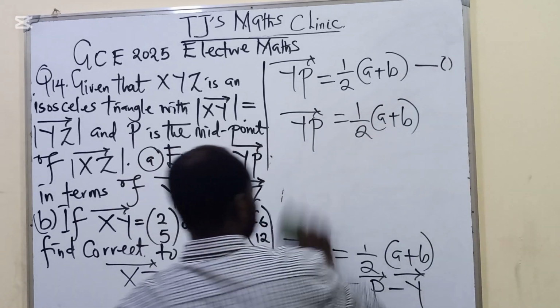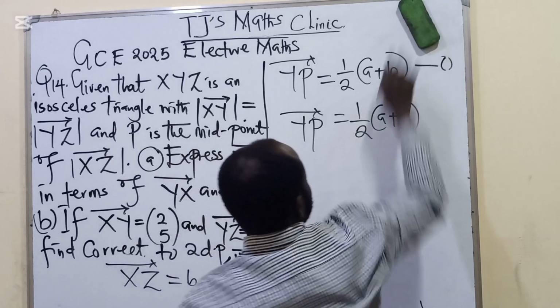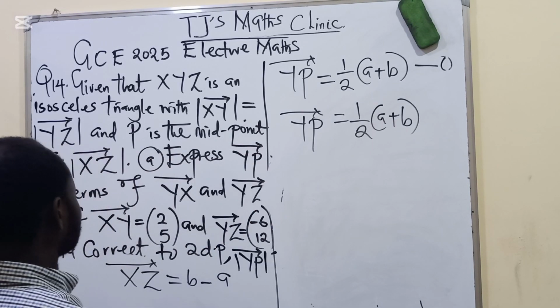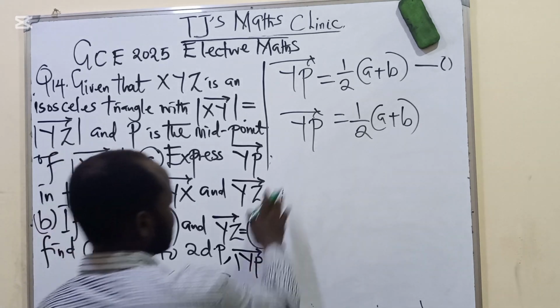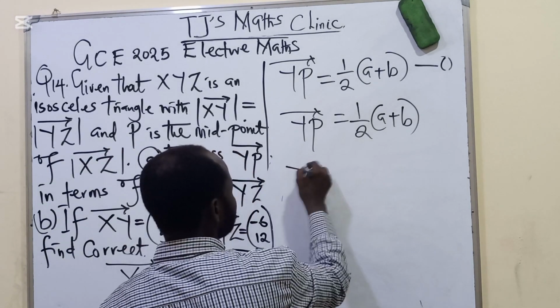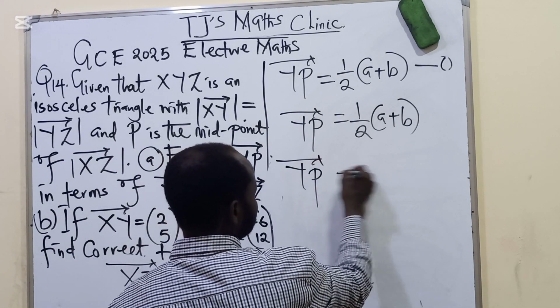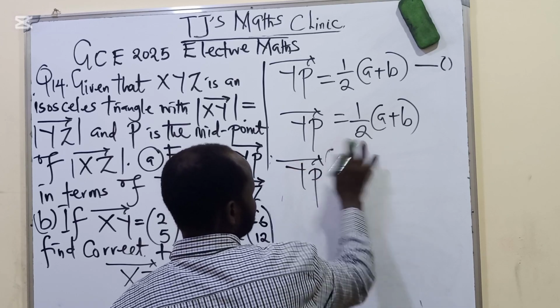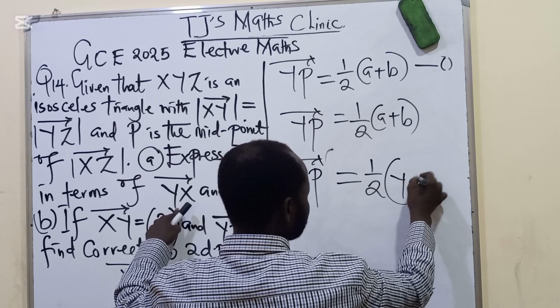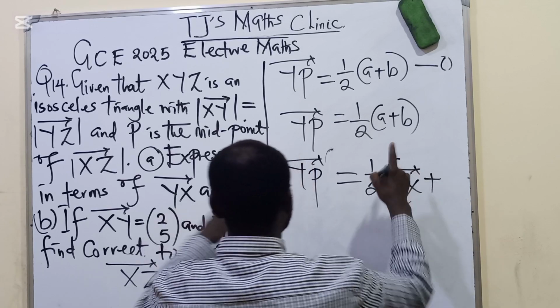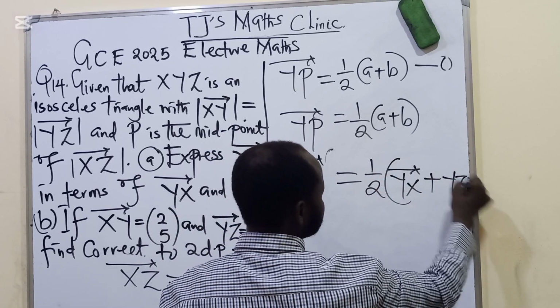Very important. And we have established the fact that vector a is nothing but yx, y to x. So vector yp now will be half of a, which is yx, plus b, which is yz.